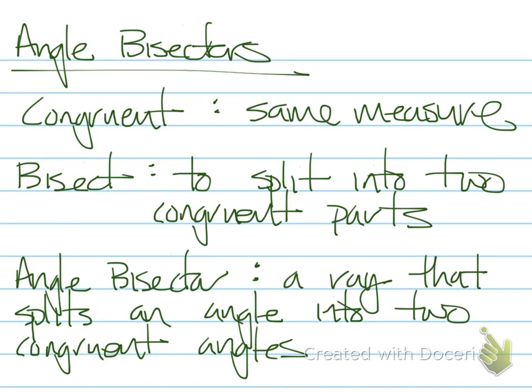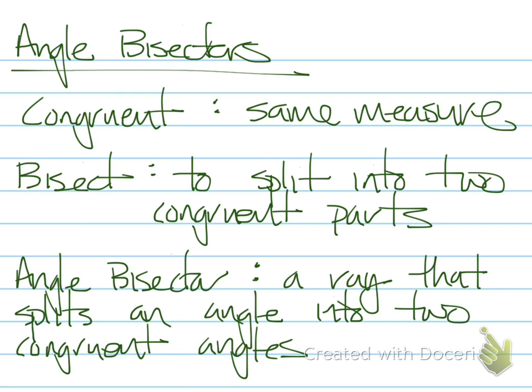In this lesson, we're going to be looking at angle bisectors. Before we discuss angle bisectors, it's very important to first understand what the term congruent means, because we're going to be using it in several different contexts moving forward. Congruent just simply means that two things have the same measure.